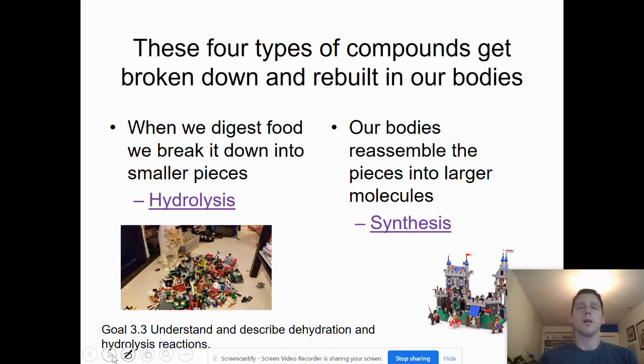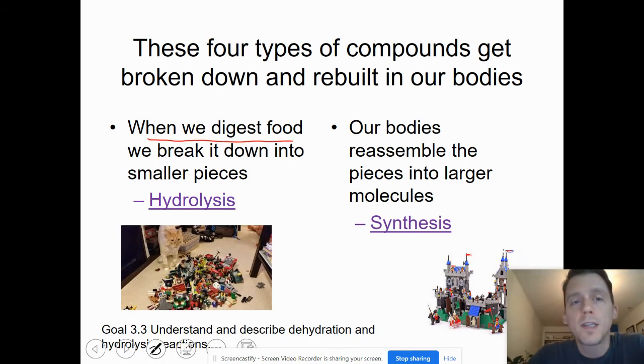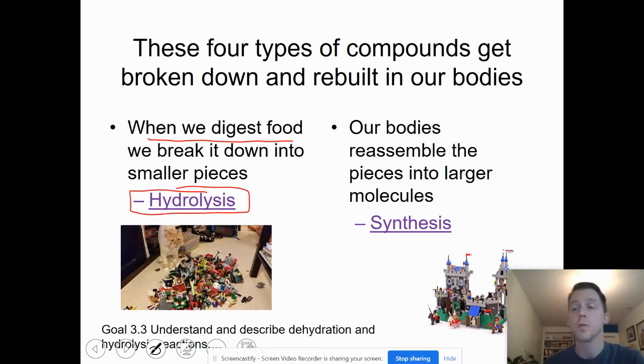So these four different classes of compounds, basically what keeps happening to them is we break them down and we build them into new things. So think about where we get most of our material. We get it from the food we eat, right? When you digest food, that food gets broken down into smaller pieces, right? When you eat a steak, that's from a cow. When you eat plant matter, that's from a plant. We are eating the biomolecules of those organisms and we are breaking them down into small pieces. That is called hydrolysis. That is a term you must remember for this chapter.